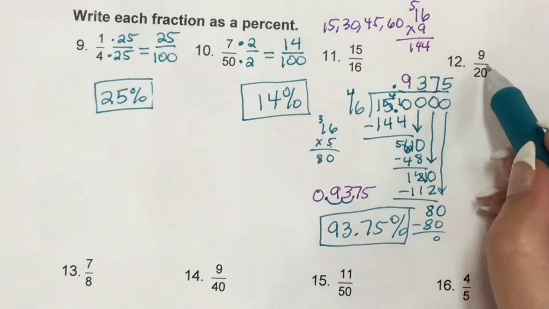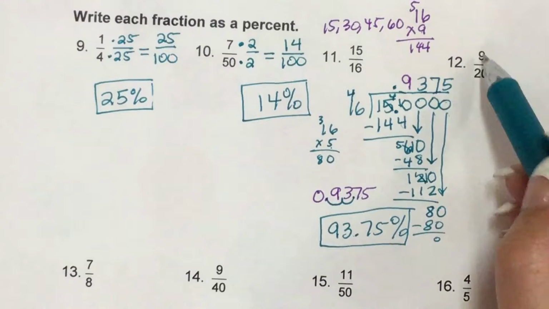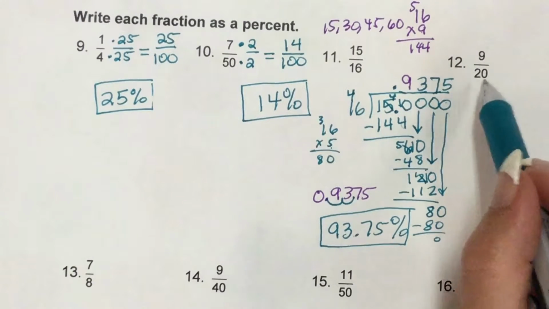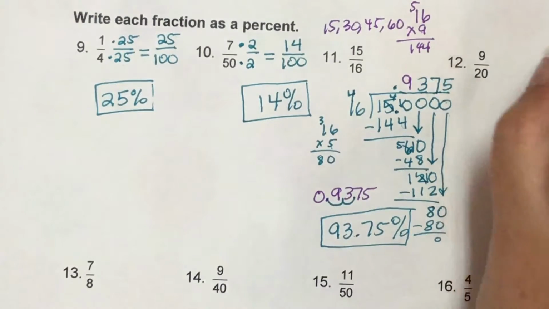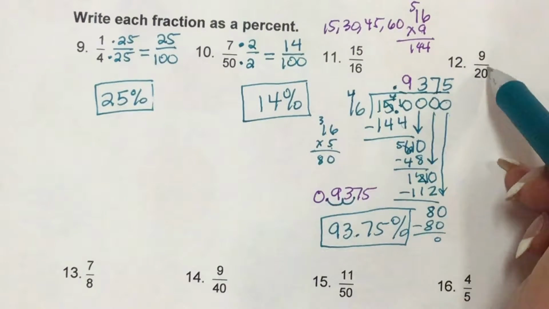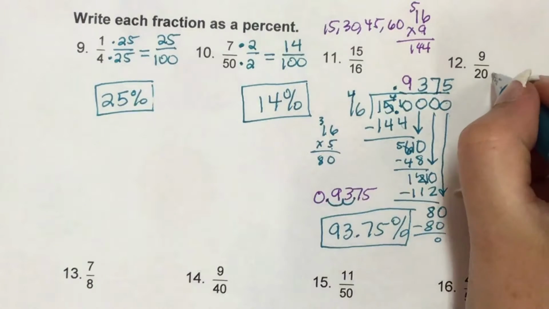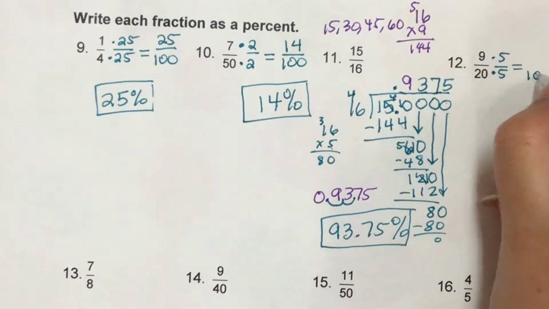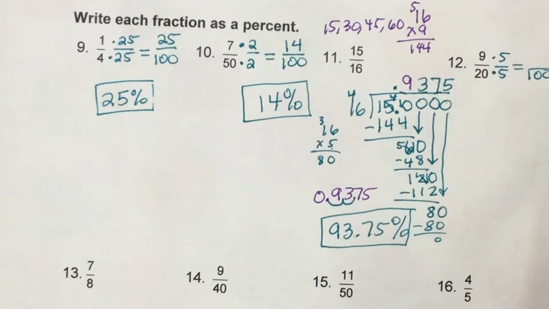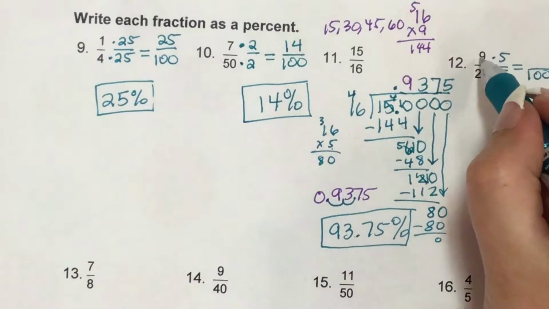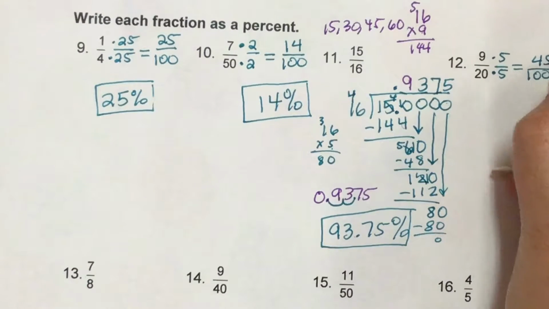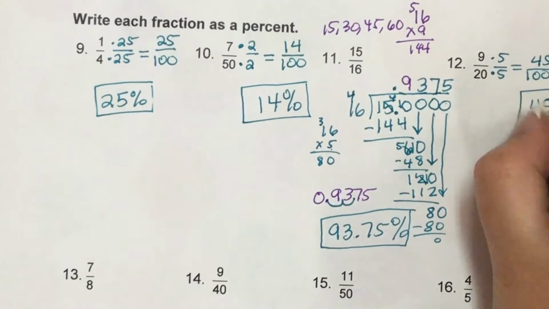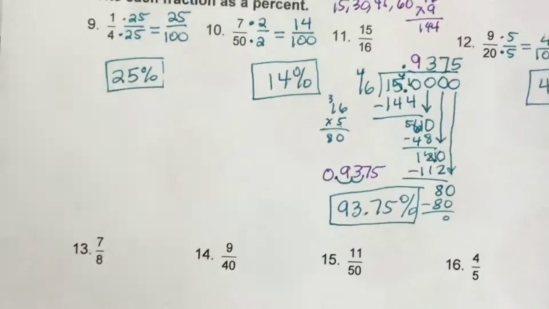Okay? Let's go over here to number 12, 9/20. Now what I see with 9/20 is that it's pretty easy to get 100 from 20 because I know that 20 times 5 is 100. If you didn't know that, you could just do the long division, 9 divided by 20, and you get the answer. But I know that if I multiply the bottom and the top by 5, I can get 100 in the denominator, which is what I want. 20 times 5 is 100. And then we just go 9 times 5, which is 45, and 45 out of 100 is the same thing as 45%. Okay, now it is your turn.